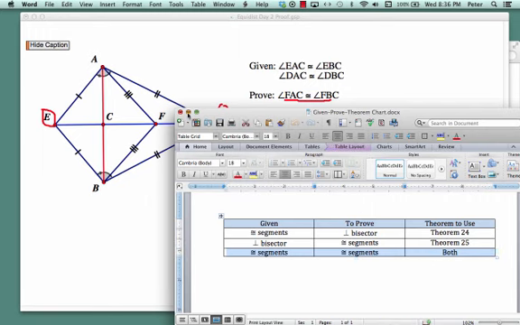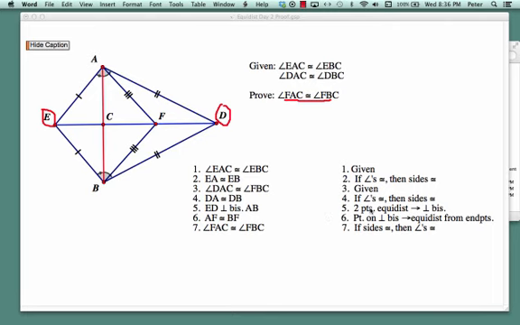Let's take a look at where they are. All right, you can see that here we go in step 5, we're using that ED must be the perpendicular bisector of AB. That's that Theorem 24. And then right after it is Theorem 25. So we do use both theorems.